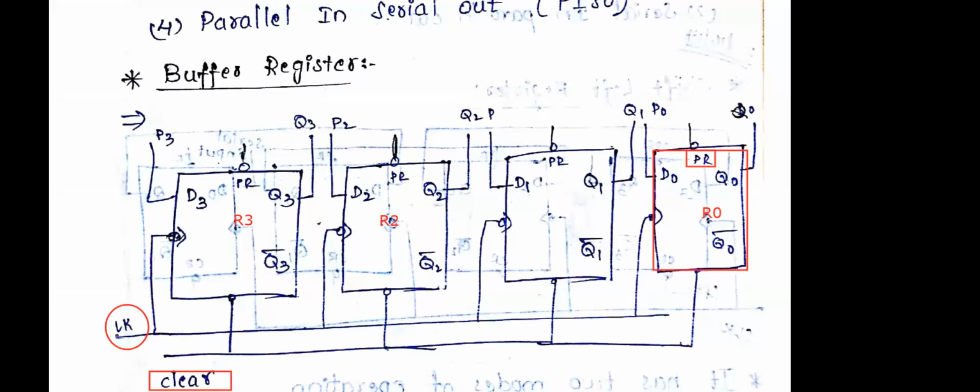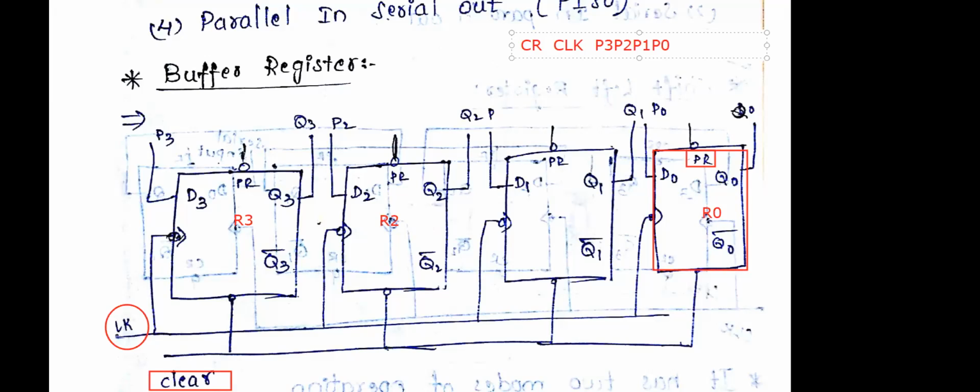Therefore, I am applying my data. What is the data I am going to apply? The data applied is P3, P2, P1, P0. This is the 4-bit data that we are going to apply. This data is applied with respect to the clock. I have applied all the data, and similarly, I have taken the clear as one of the inputs.